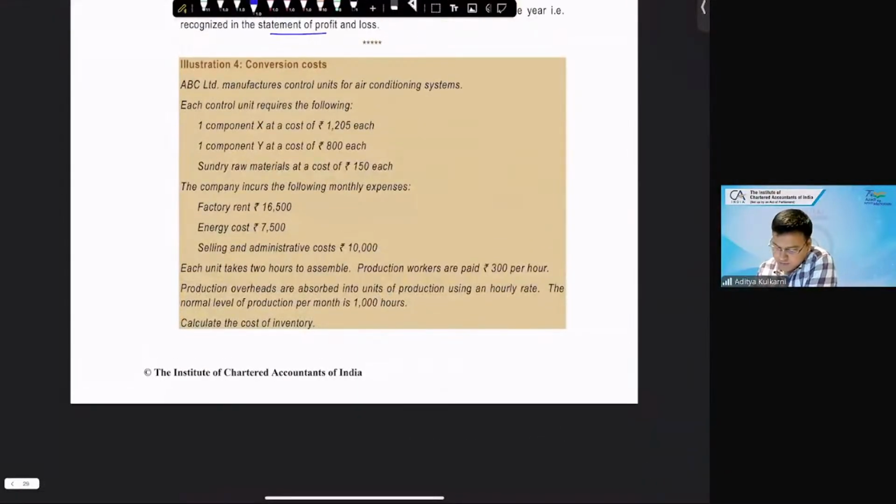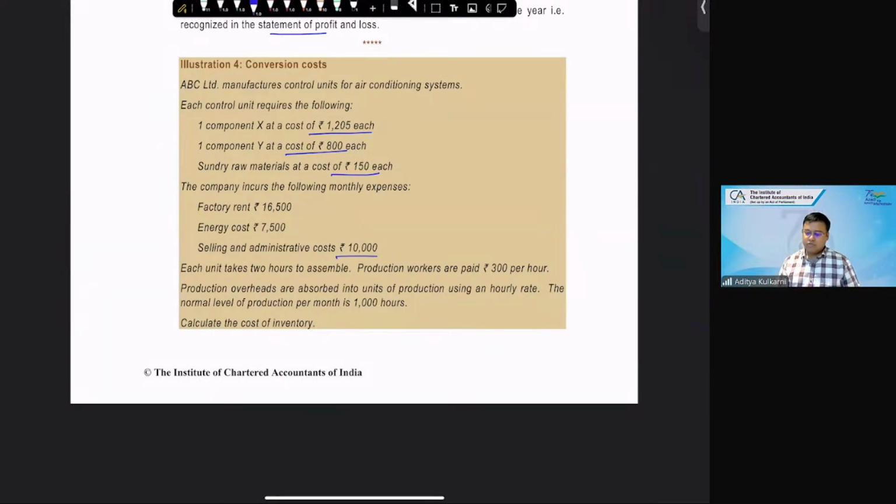Conversion costs. Another illustration. A company manufactures control units for air conditioning systems. Each control unit requires one component X at a cost of 1,205, one component Y at a cost of 800, sundry raw materials at a cost of 150 each. The company incurs the following monthly expenses: factory rent 16,500, energy cost 7,500, selling and admin cost 10,000.